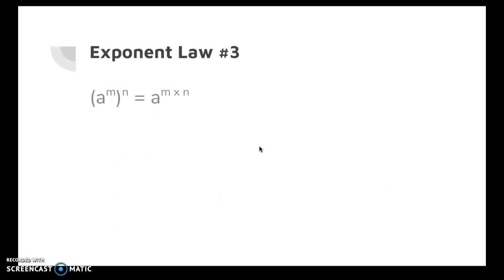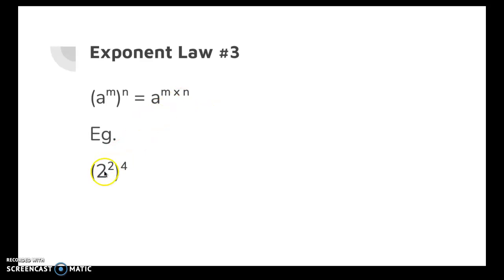The third law is what if we have a base to the exponent to another exponent? So again, you're going to keep the same base, and this time you're going to multiply the exponents because this is a power to a power. So if we have a to the m to the power of n, it becomes a to the m times n. Let's do an example.